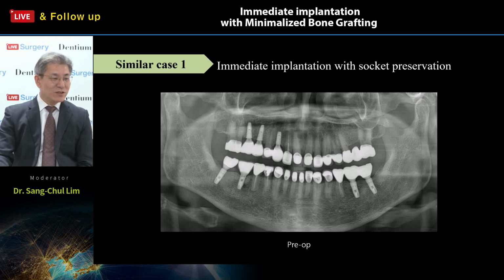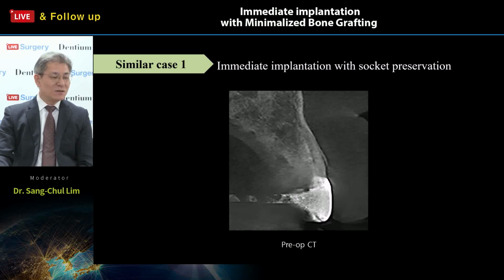The panoramic view is here. In the number 12 area, the lateral incisor has a problem, an endodontic problem. So this tooth should be removed and then implanted simultaneously, an immediate implantation procedure.